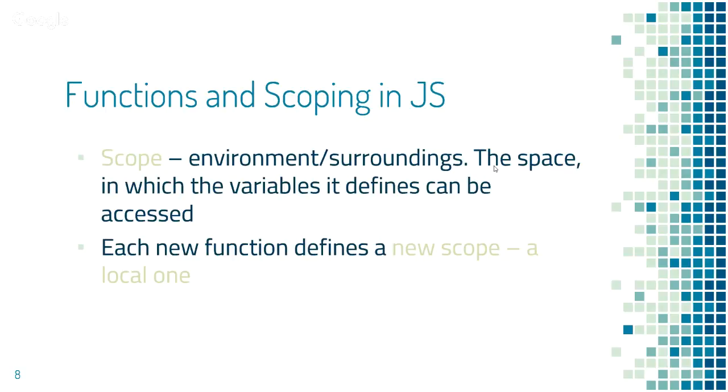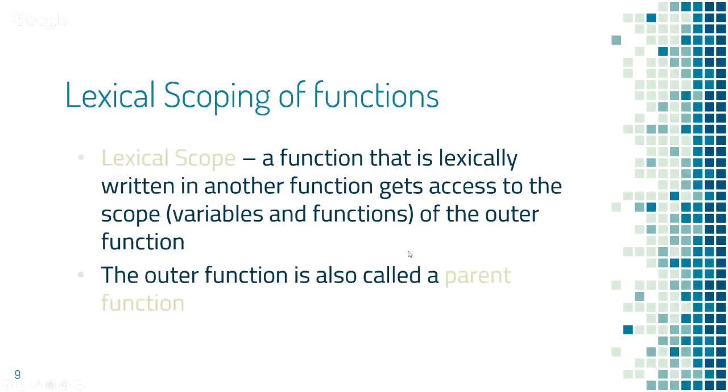So what we should remember is that the only way to create a new scope in JavaScript is to write a new function. There is no other way to create a different scope than the global one besides writing a function. Okay, so knowing this, let's explain another very important feature of functions, and that's exactly lexical scoping.